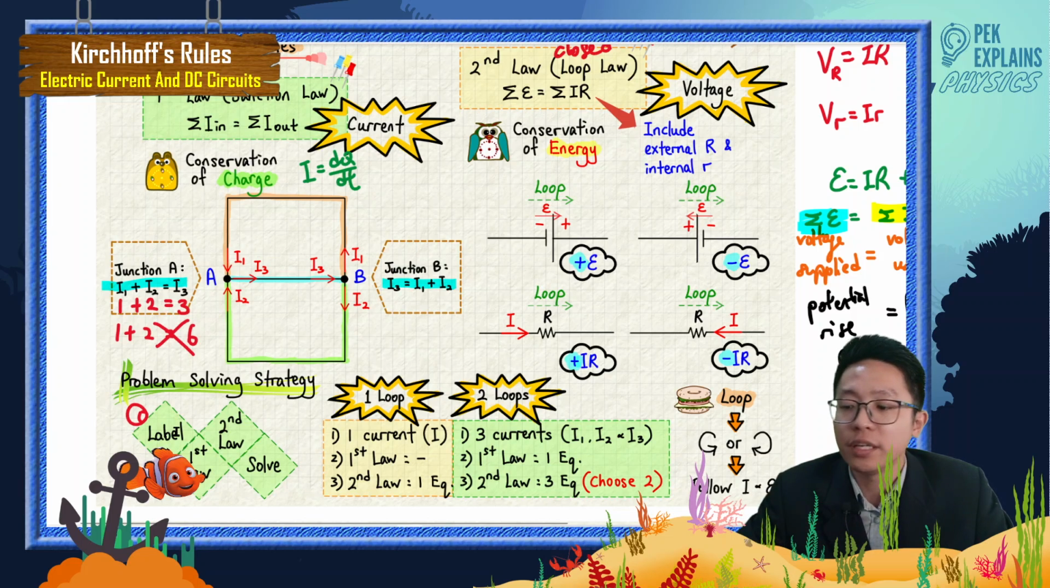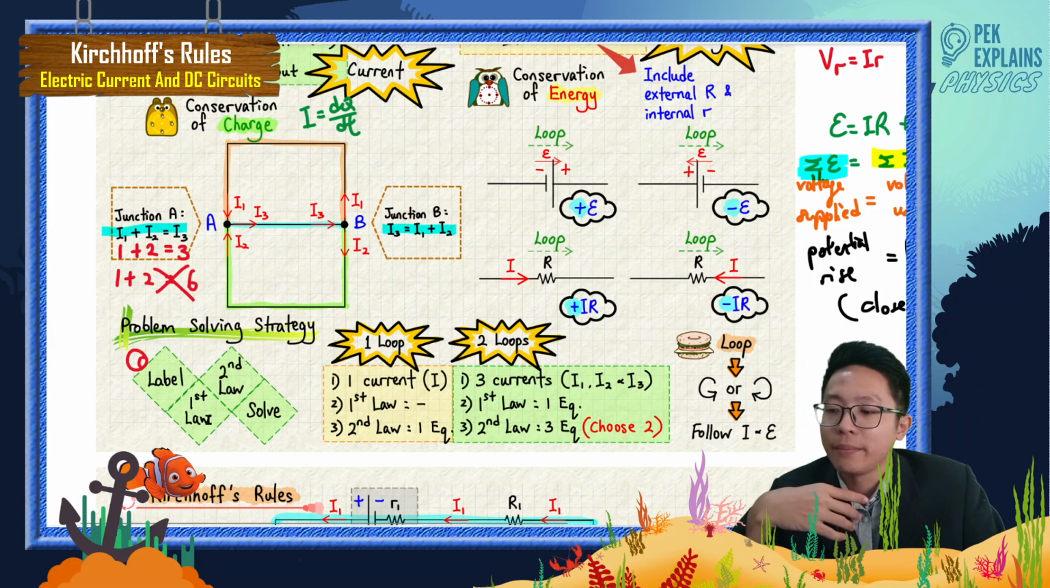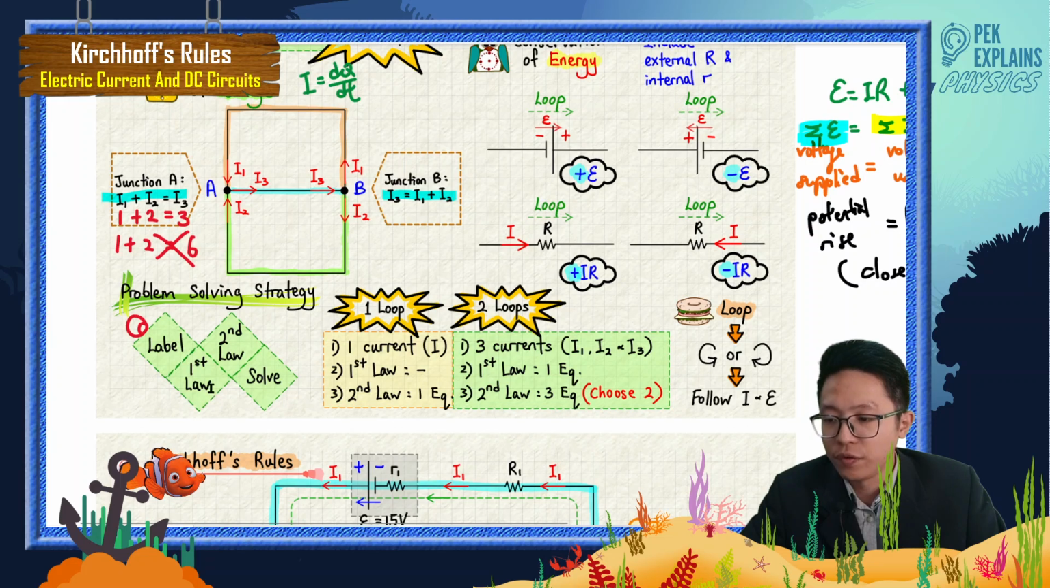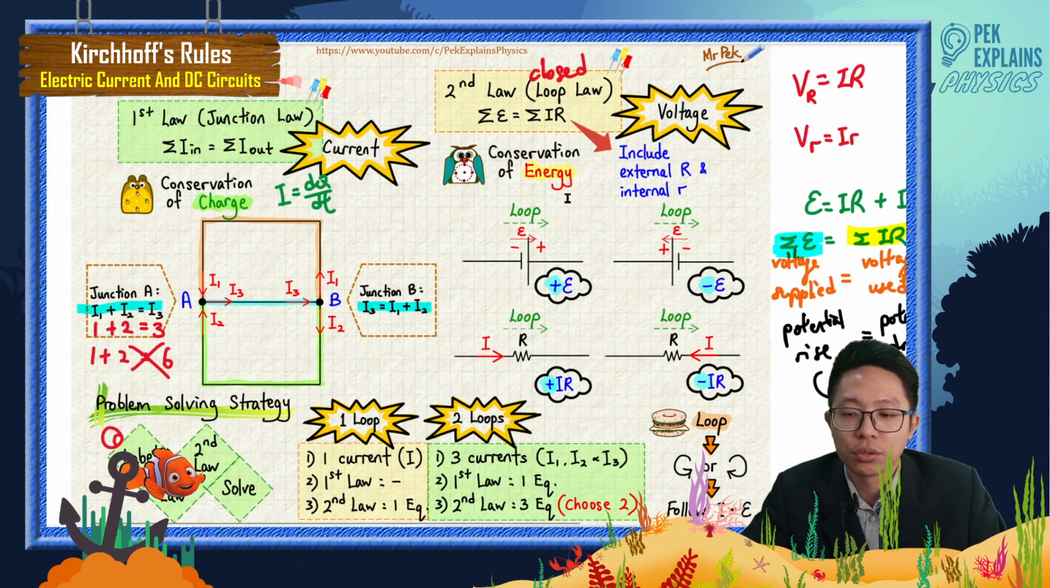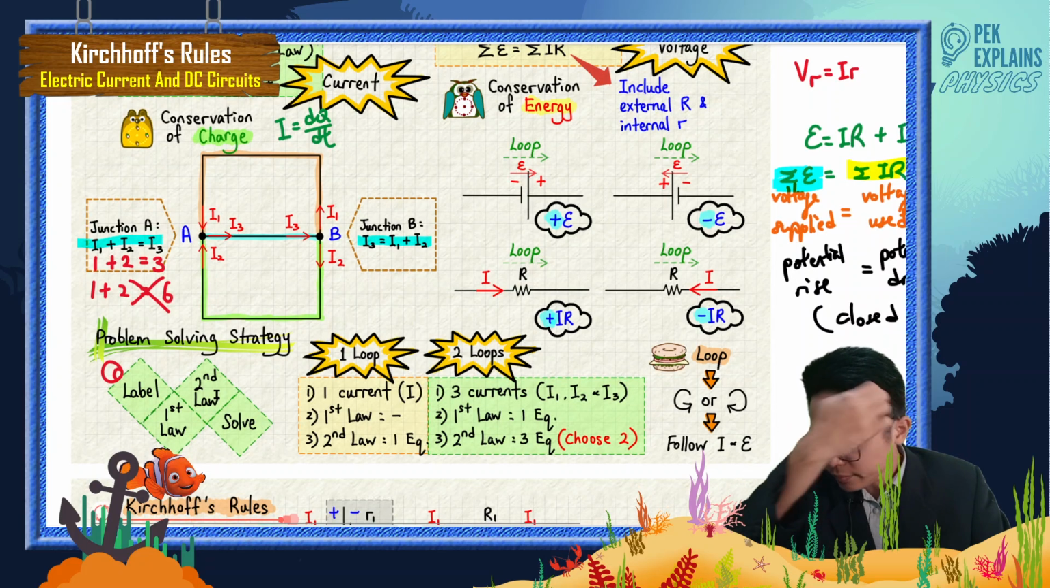So labelling is very, very important, because later on you need to use the direction of the label to build the equation for the first law and the equation for the second law. Okay? And then the second step, of course, is the first law, the junction law. And then the third step is the second law: total E equal to total IR. We can build the equation for the second law.